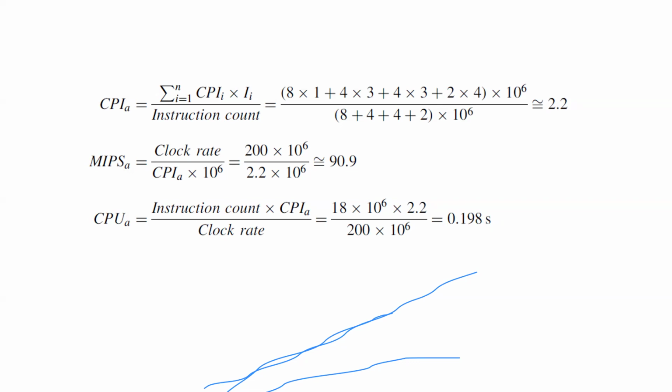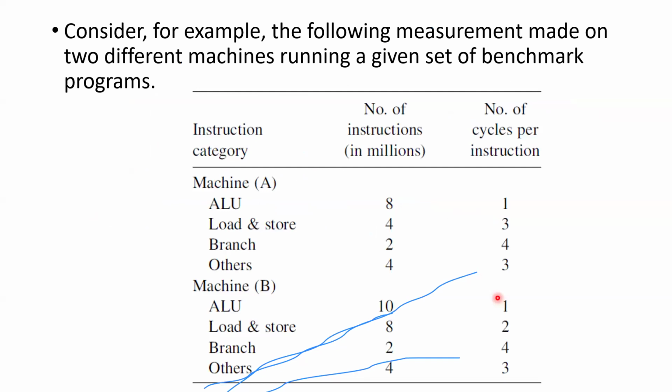Remember, it is the total number of instructions which you used. So here it is 8, 4, 2, and 4. Are you okay? So that is what is going to give you the total instructions. For machine B, it is 10, 8, 2, and 4.